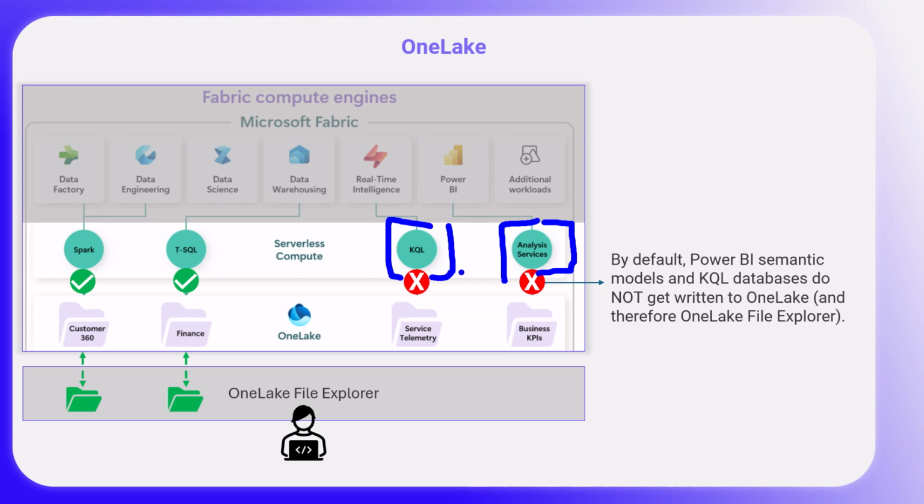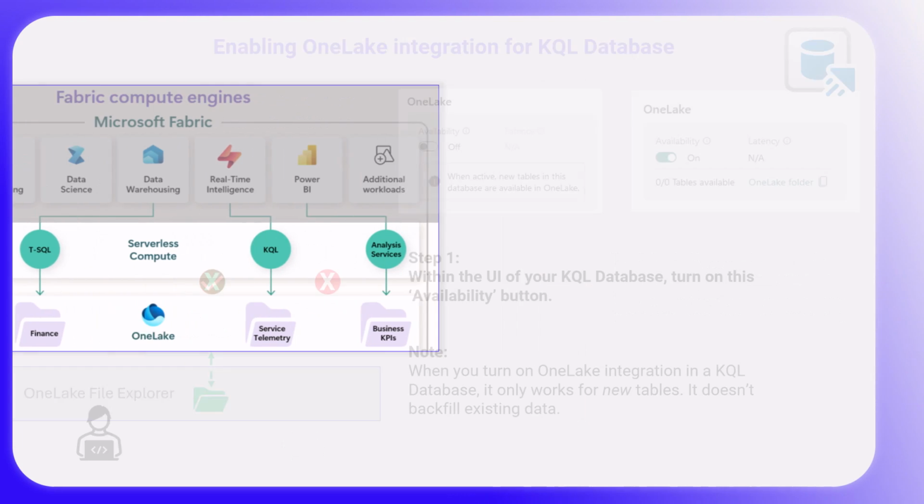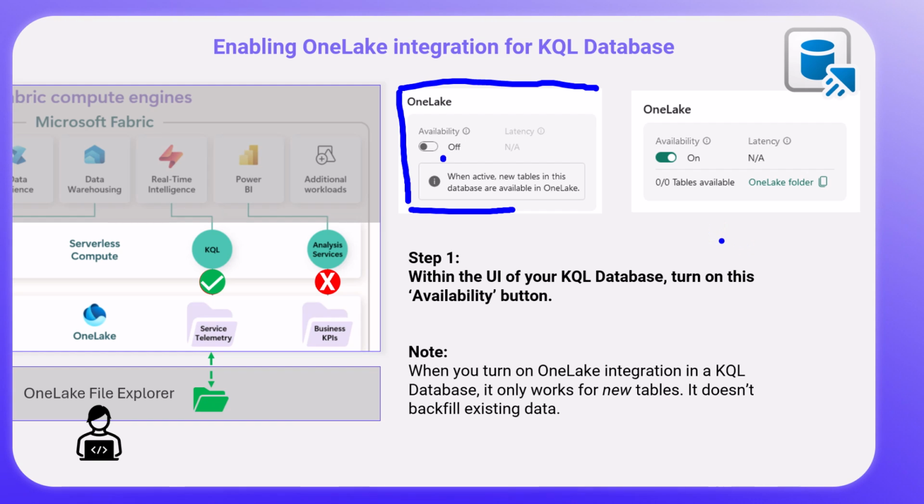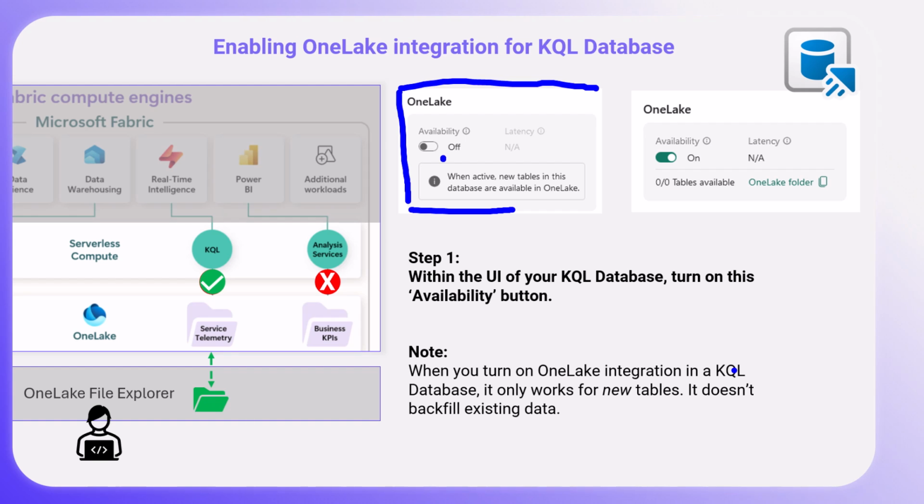With KQL databases, you should see this in the UI, right? OneLake availability on or off. It's a very simple button, looks like this. Now, the key point to remember is that there's probably data streaming into this database and you have different tables. But when you turn on OneLake integration for a KQL database, it's only going to work for new tables, right? So you should do this at the beginning when you start building your KQL database, if you want this functionality. It's not going to backfill any existing data that you might have in that KQL database when you turn this setting on. So that's very important to understand.